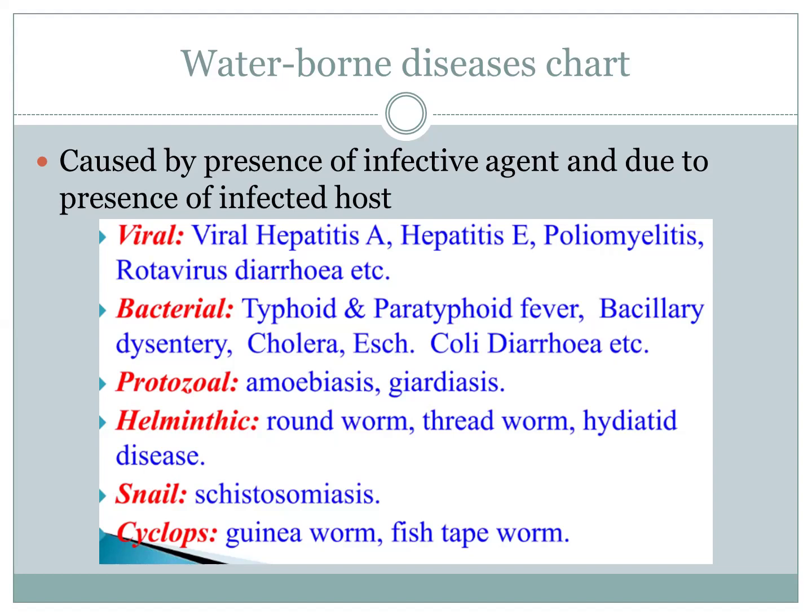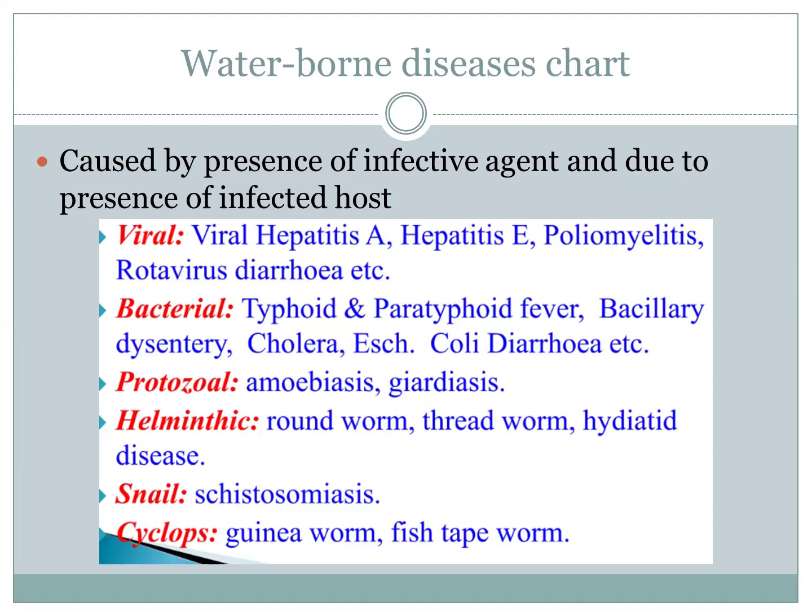Then there is cholera, which is responsible for diarrhea, which causes dehydration, and cholera causes rice water diarrhea in a person. So the person who has cholera, if not treated, expires within 1 to 2 days. Then there is E. coli diarrhea, which also causes diarrhea and dysentery in a person. Then there are protozoal diseases which include amoebiasis and giardiasis, which cause liver diseases and gastrointestinal diseases.